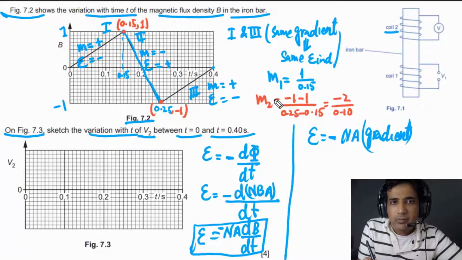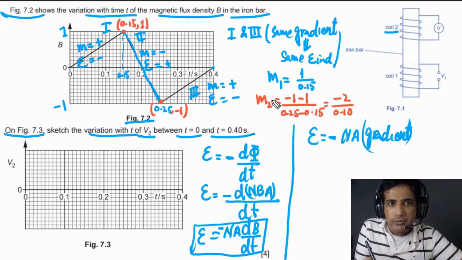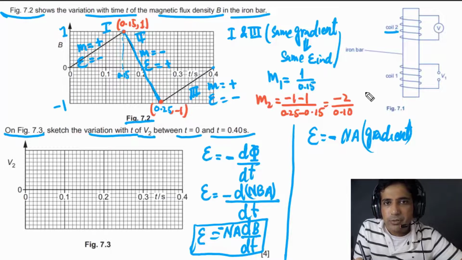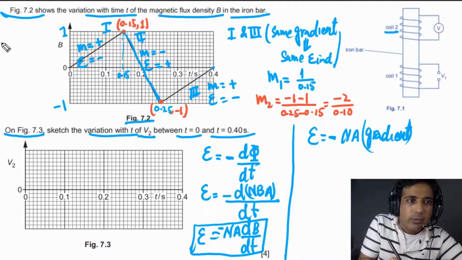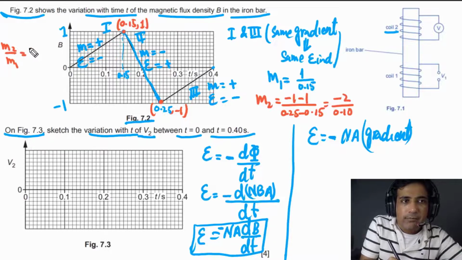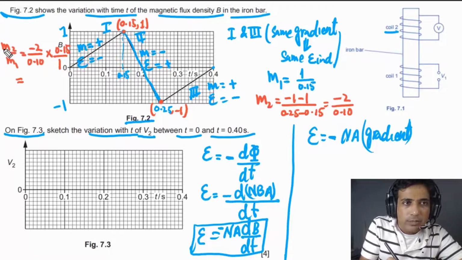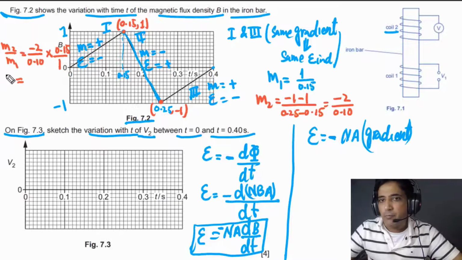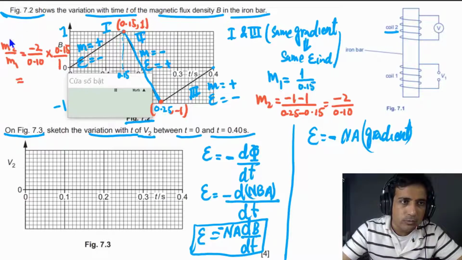So we have gradient 1 and we have the second gradient. Now if we divide gradient 2 by gradient 1, we can find out how big gradient 2 is as compared with gradient 1. So simply we can write down here M2 divided by M1. In this case, we have M2 equal to minus 2 divided by 0.10, multiplied by 0.15 divided by 1. If we solve this one, we can find the ratio between M2 and M1.